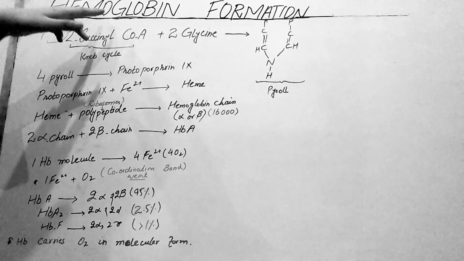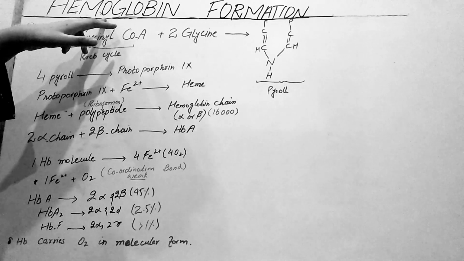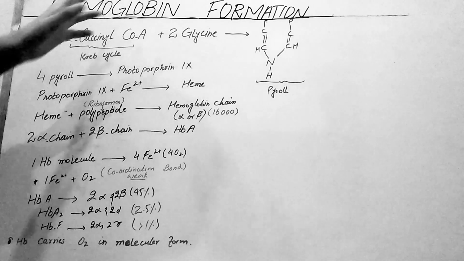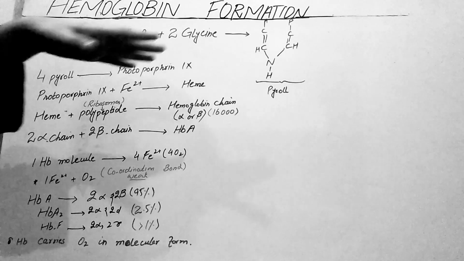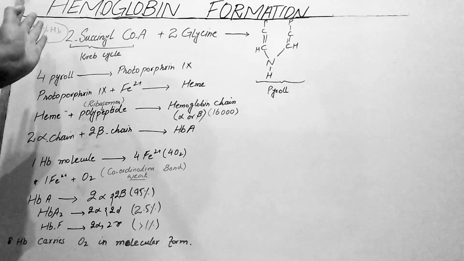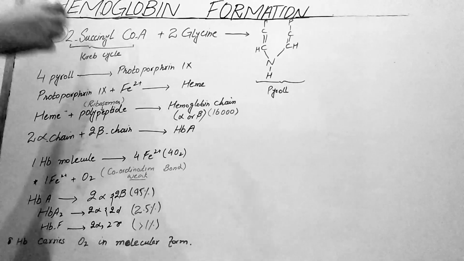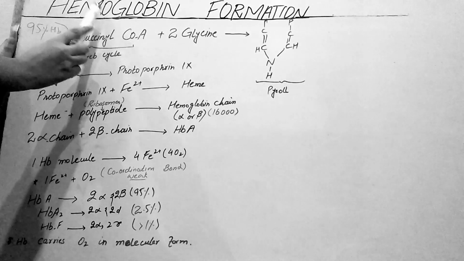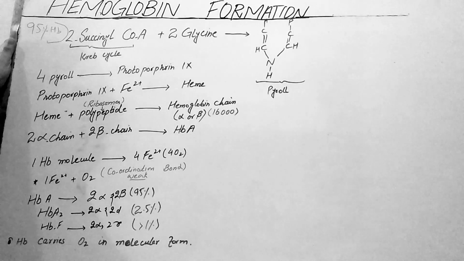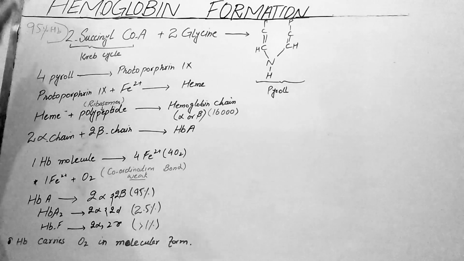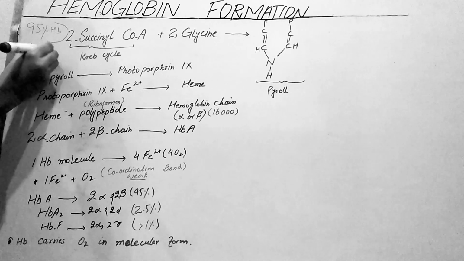This hemoglobin performs the function of conduction of oxygen and carbon dioxide from the lungs to the peripheral capillaries and then from the peripheral capillaries to the lungs. So we will discuss how this hemoglobin forms inside our body. It's about chapter 33 of Guyton.